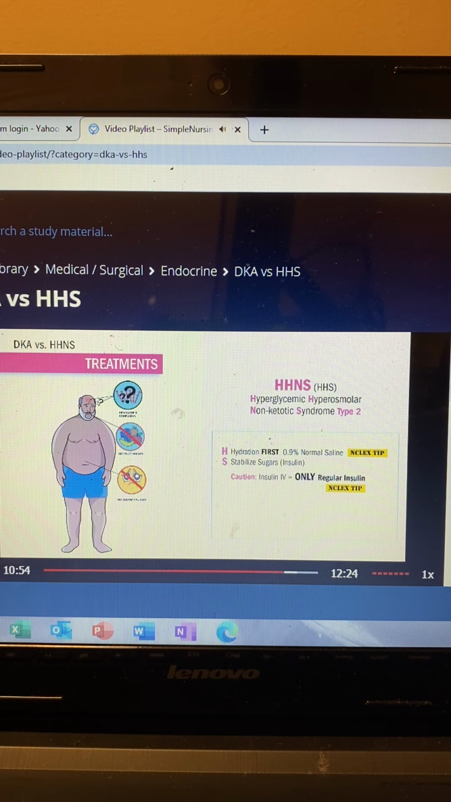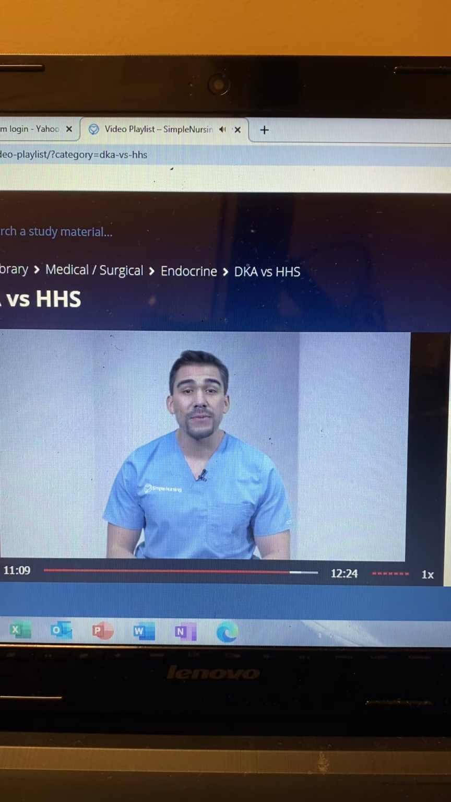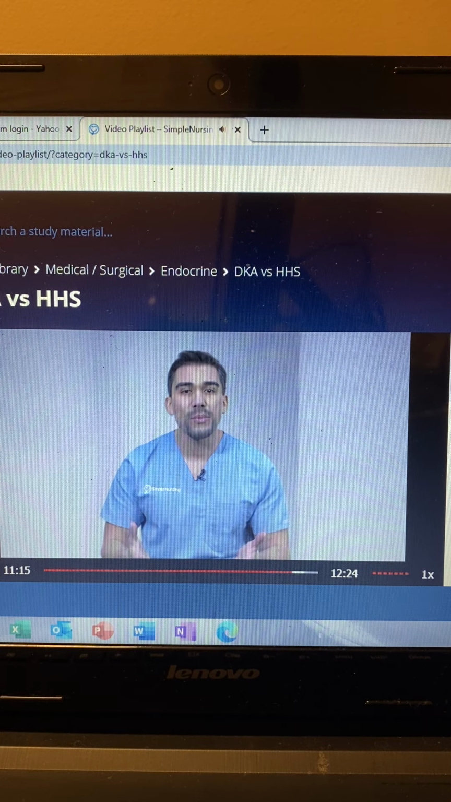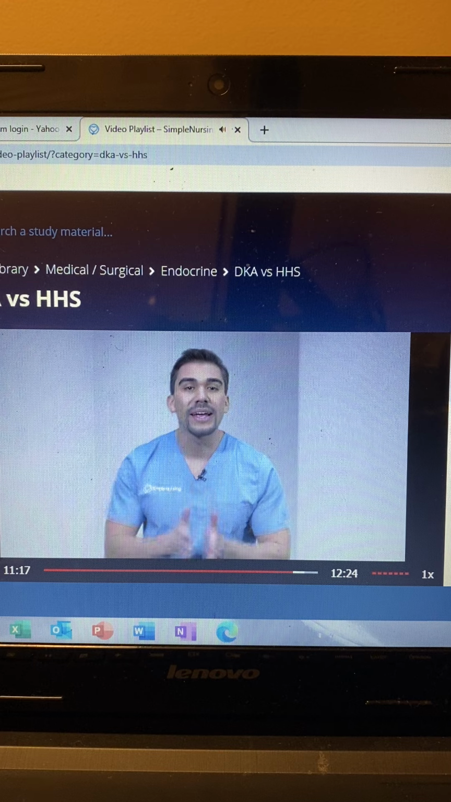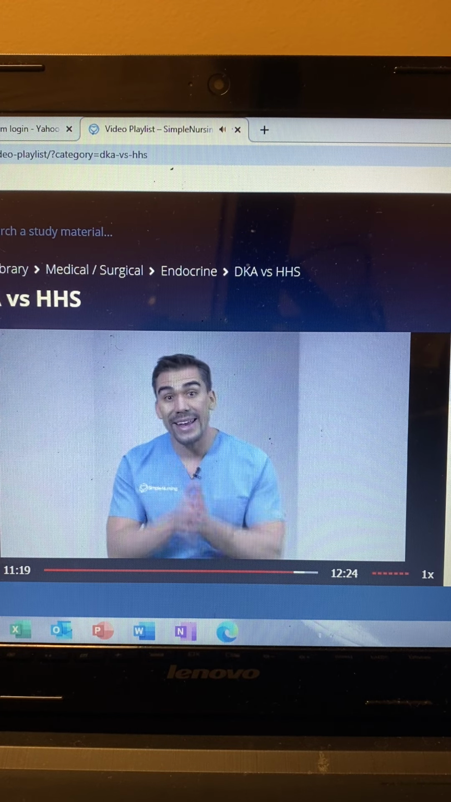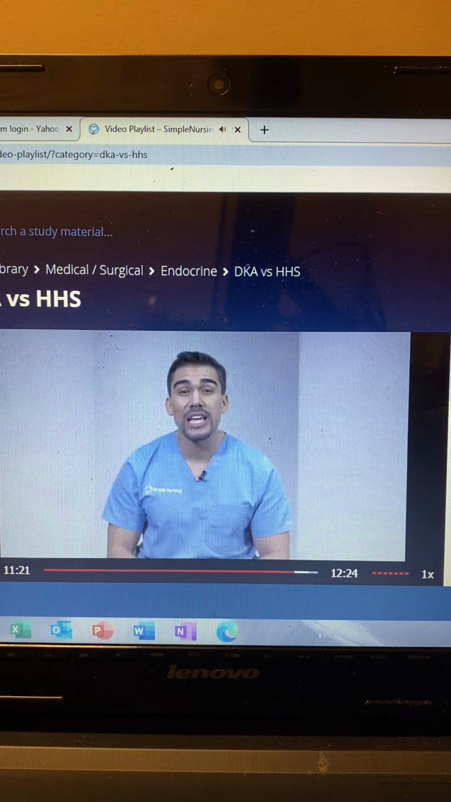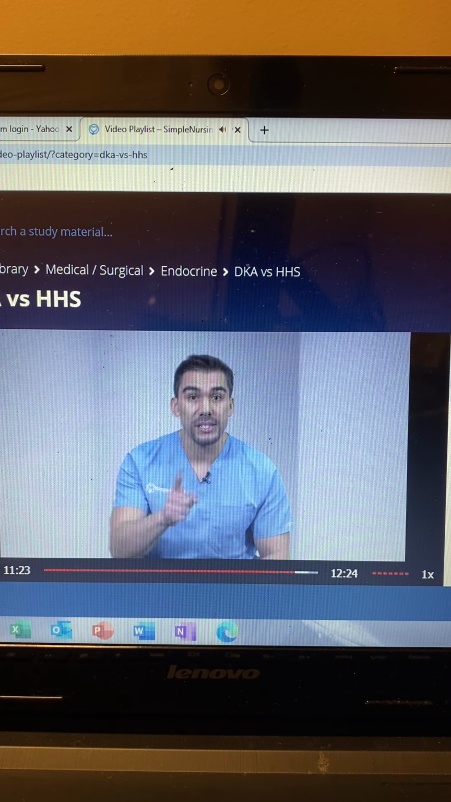And just like DKA, we correct the sugars slowly with key term hourly blood sugar checks and insulin going from IV bolus to subcutaneous injections. We land that sugar slow. Now, as far as potassium for HHS, out of 10,000 questions we took while making the script, the potassium only came with DKA. So guys, remember, adding potassium for DKA. But a lot of questions came up about reassessing the hydration status.